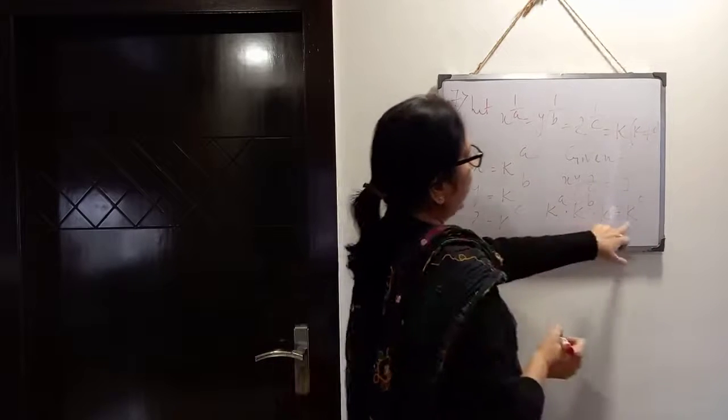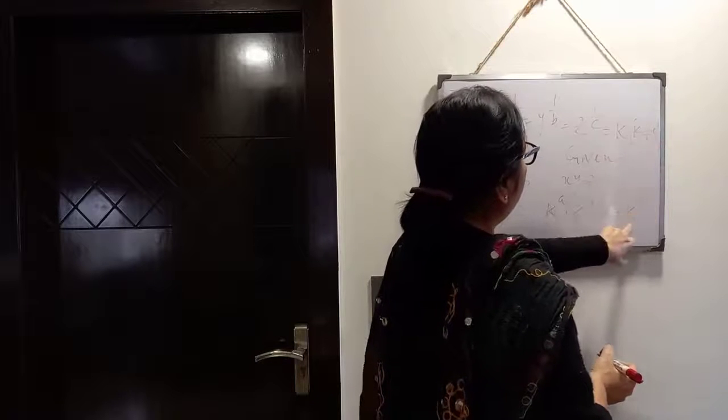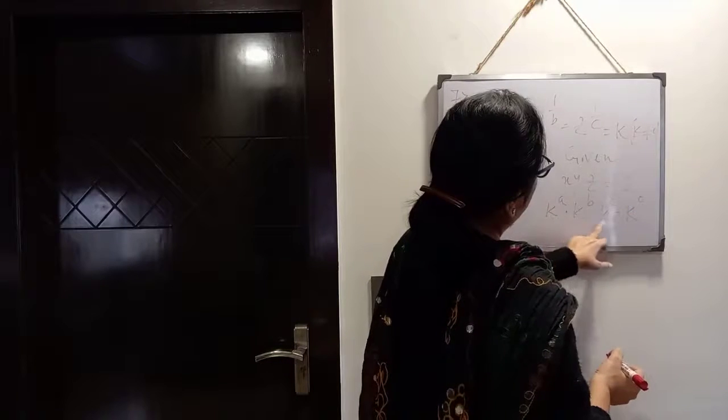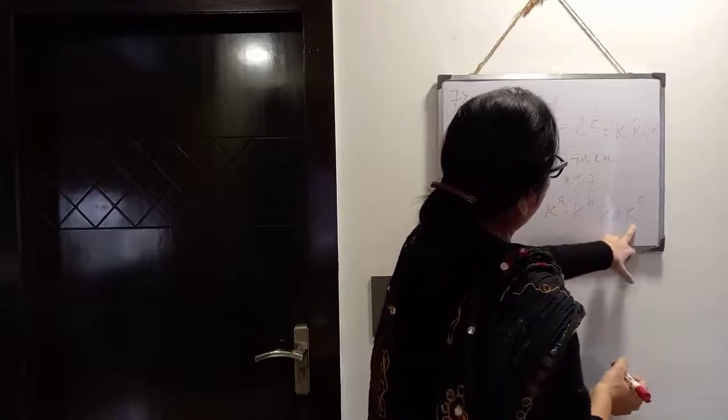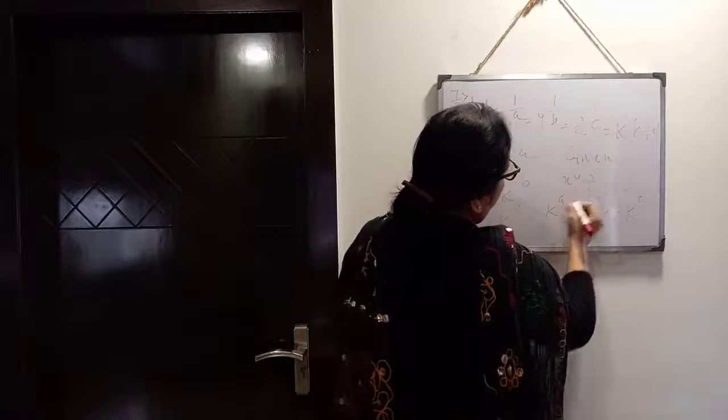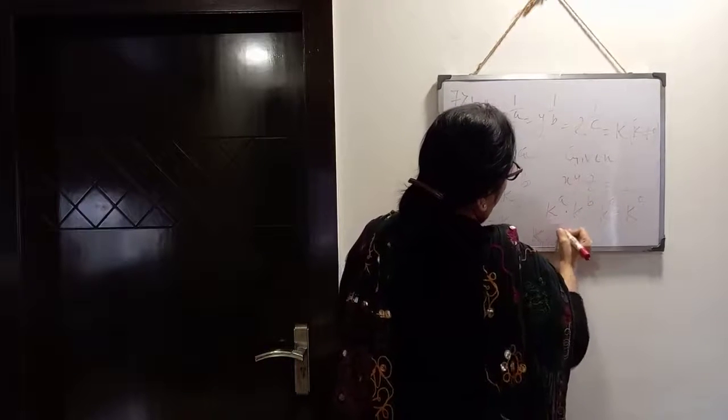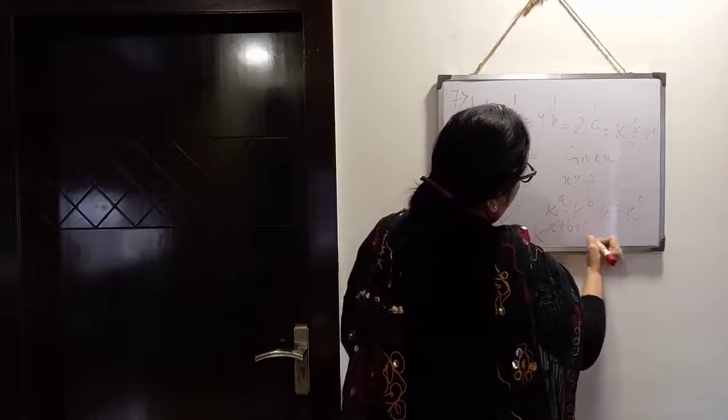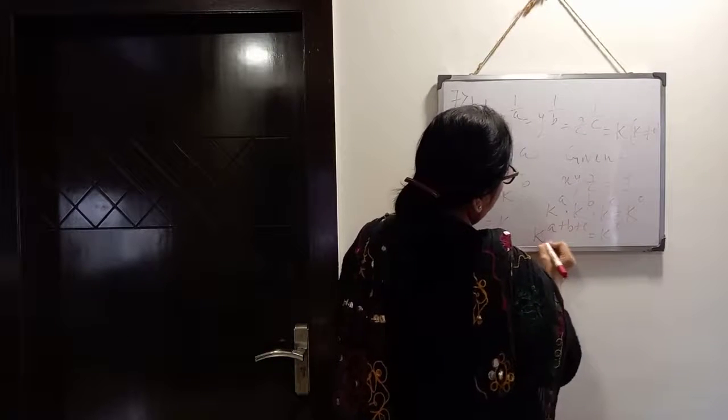Why I am taking k to the power 0, not other variables, since on the left hand side there are k, that's why I am taking. Now same base, powers will be added. So a plus b plus c equals k to the power 0.